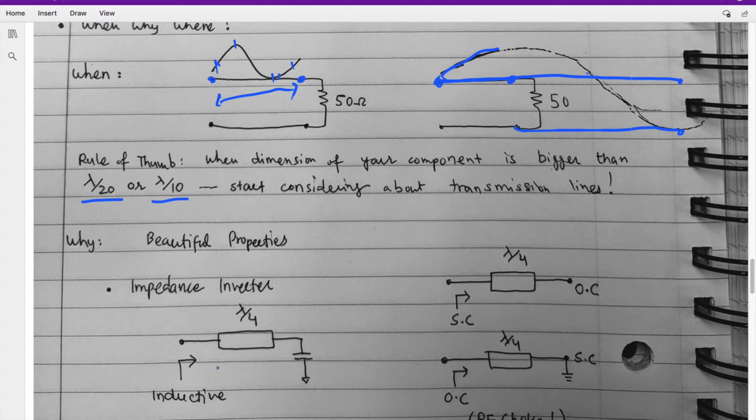And for example, if you have an open circuit at one end of the line, and it is quarter wave long, it will appear as a short circuit. It changed the whole high impedance to low impedance. Similarly, if you have a short circuit at this end of the line, and this line is lambda by 4 long, it will look like an open circuit. Isn't it amazing?